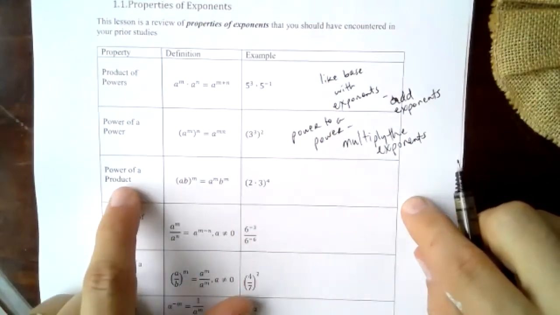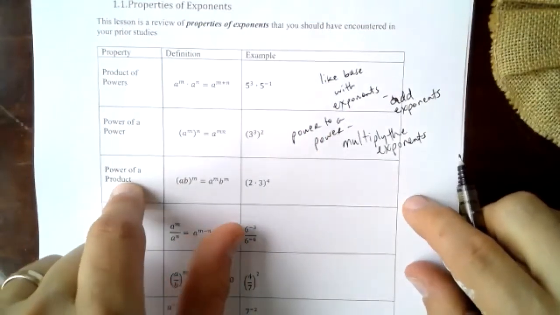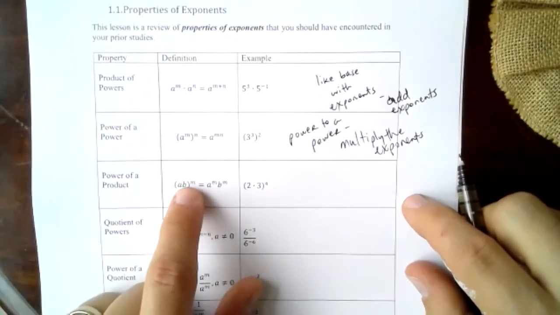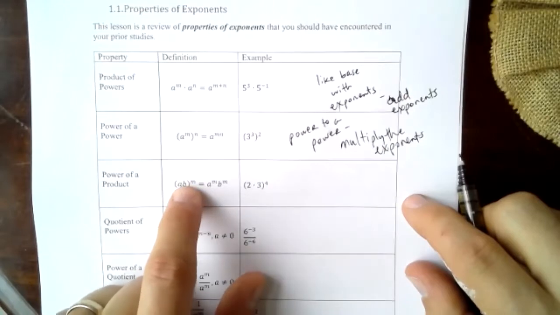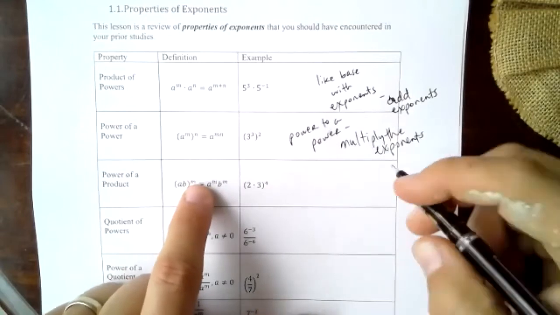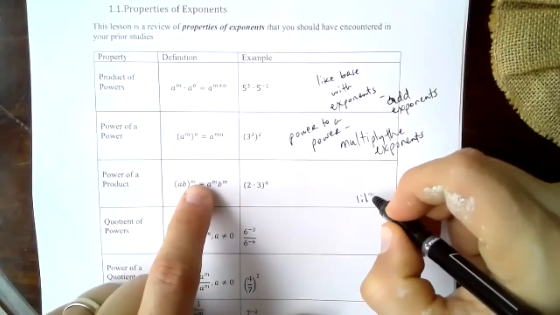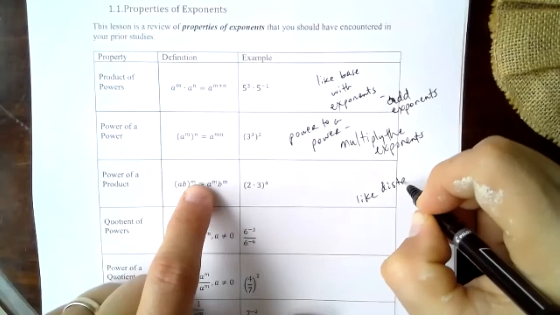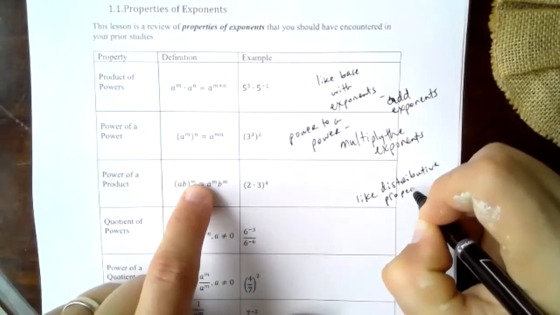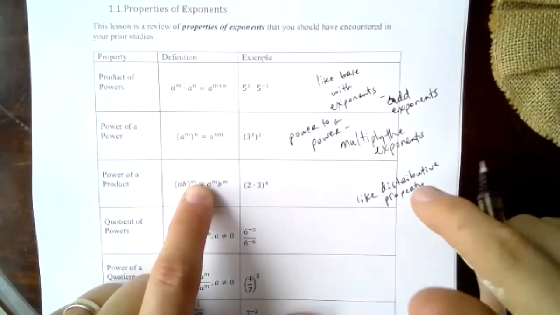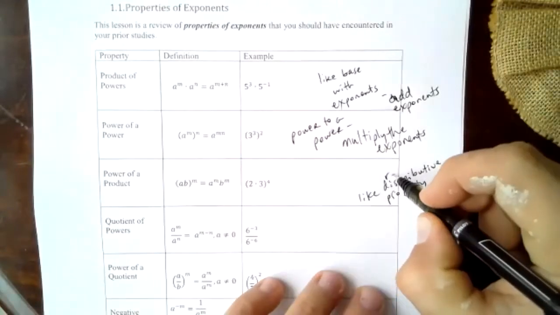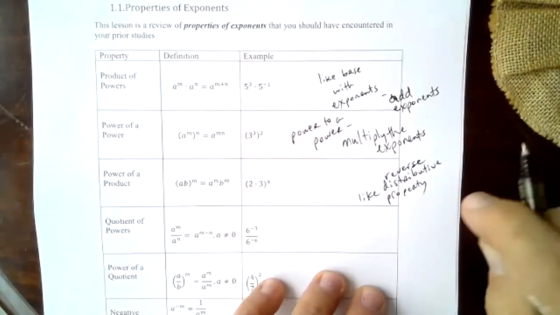All right, power of a product. So we're going to have this and this. In this case, if you'll notice, you've got AB to the M, AB all to the M. That means you can spread out the M like a distributive property. I'll say the words like distributive property. As a matter of fact, it's like a reverse distributive property.